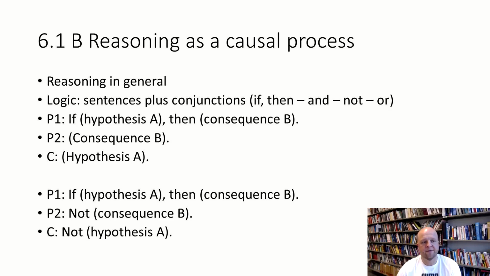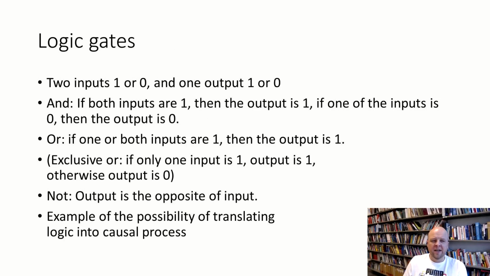It could be, if Jones is the murderer, then his fingerprints will match those of the murder weapon, and we check to see they do, so we think he's a murderer, or they don't, so we don't think he's the murderer. That would be an example. Could logic like that be turned into a causal process? Well, in computers, we have something called logic gates, where we translate these logical connectives into causal processes. And I've described it here.